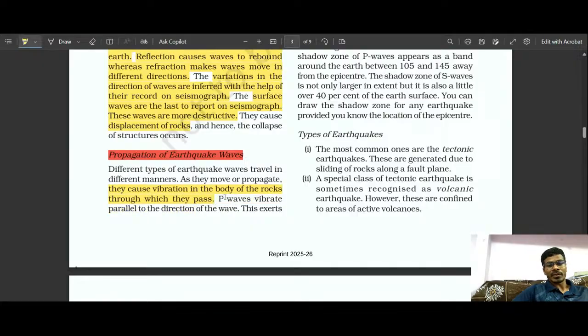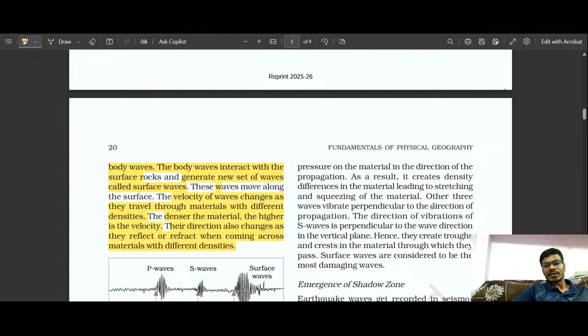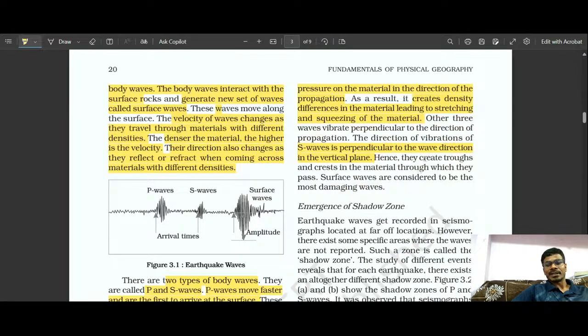P waves vibrate parallel to the direction of the wave, and this exerts pressure on the materials in the direction of propagation. As a result, it creates density differences in the material, leading to stretching and squeezing of the materials. S waves vibrate perpendicular to the direction of propagation, in a vertical plane, and hence they create troughs.